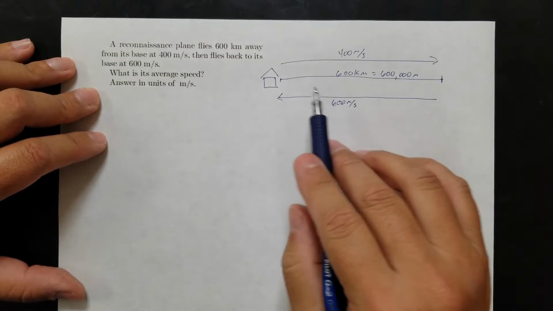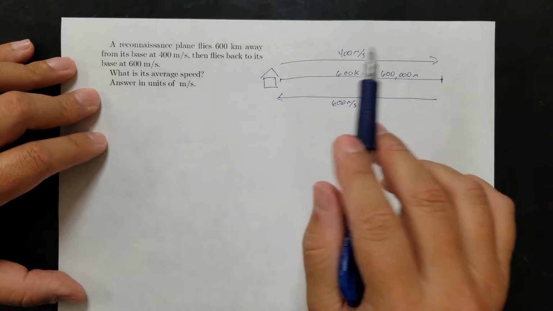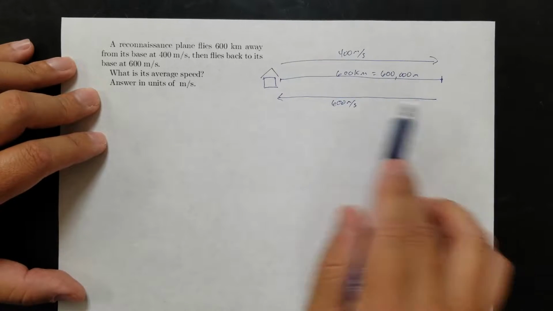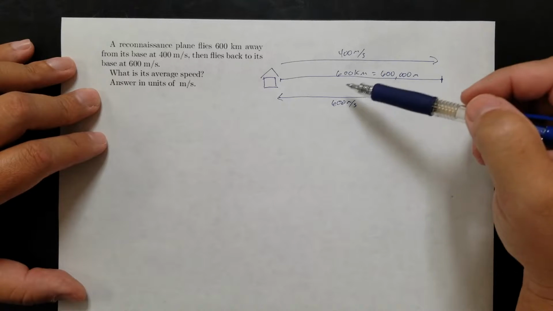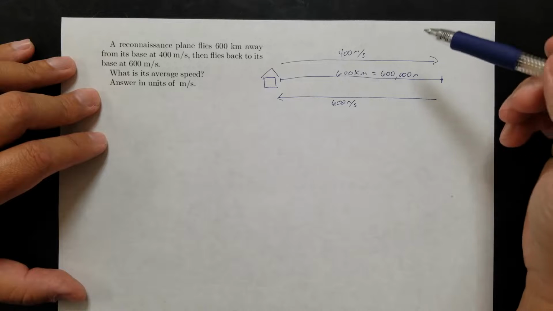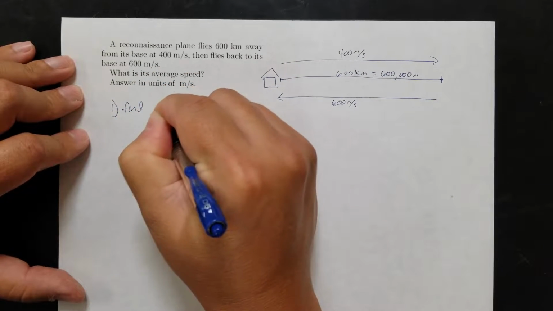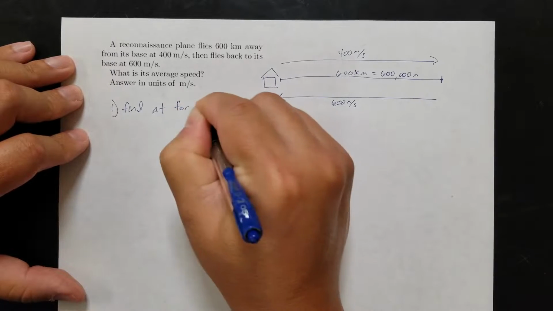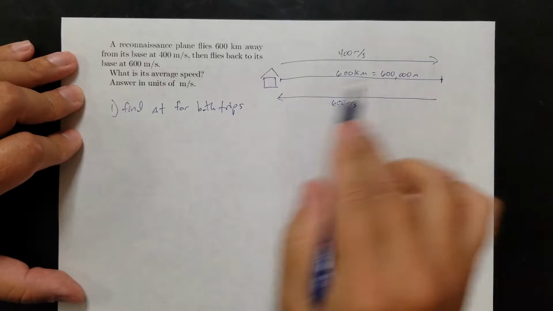So I can't just do distance over time because, well, first off, I don't even know time. And second off, this thing went slower forwards than it did backwards. So my average speed is going to be somewhere in between these two numbers, but I have to first figure out how long it took, right? I need to find delta t for both trips, right? I need to find the forward and the back.